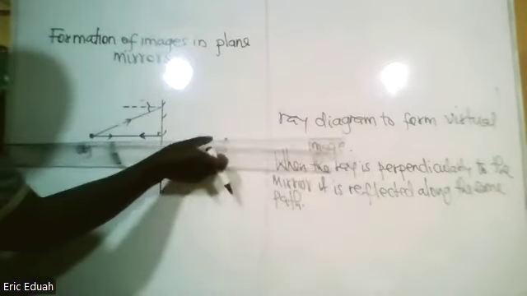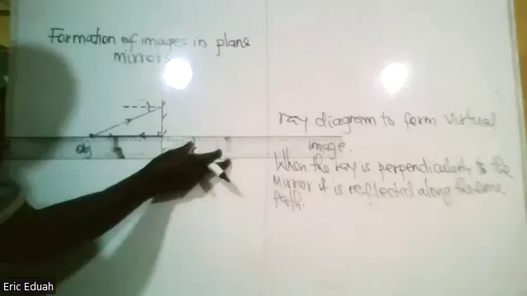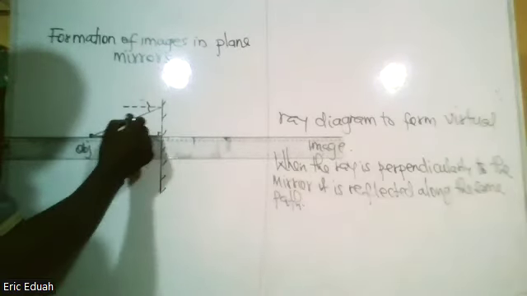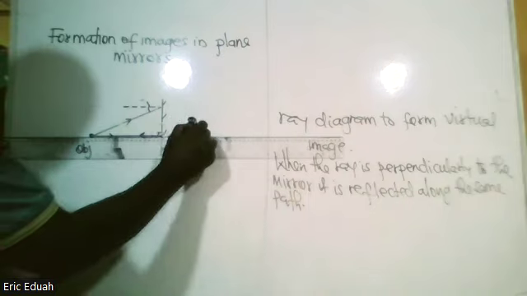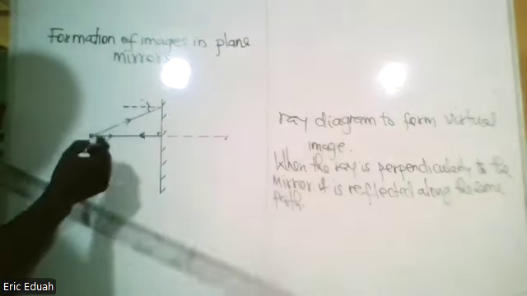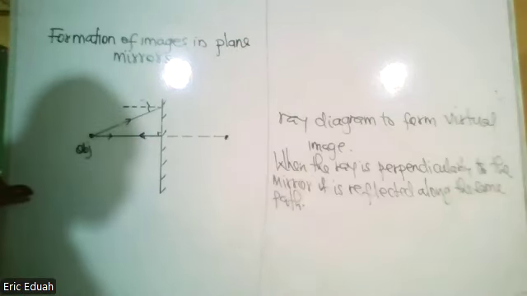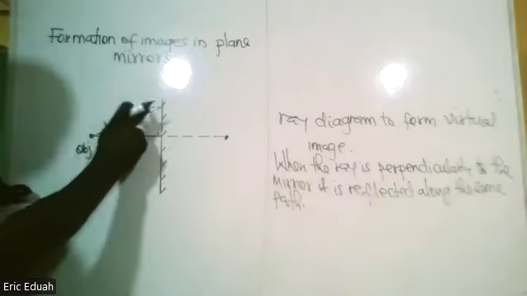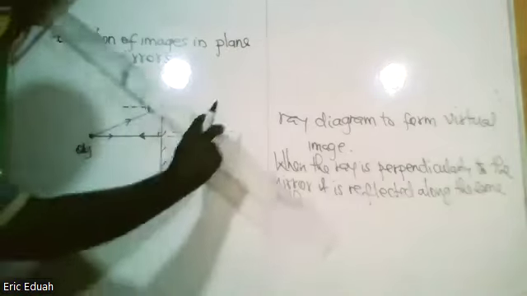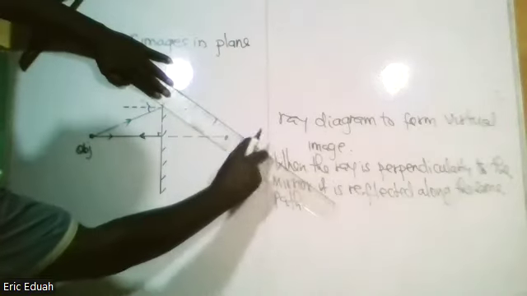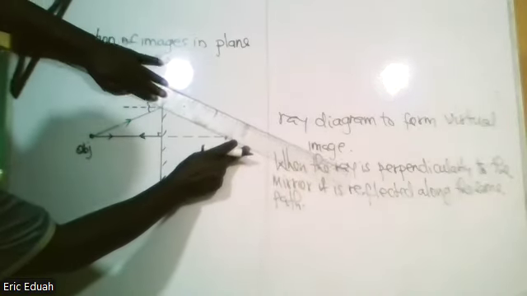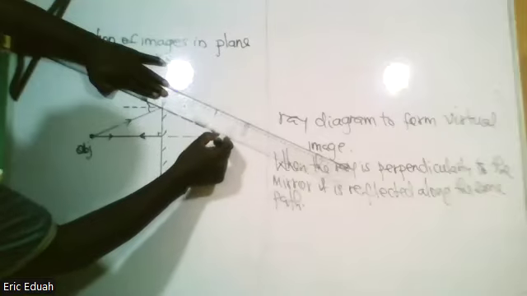So we extend this horizontal line at the back of the mirror so that object distance will be equal to the image distance. And that is where our reflected ray will be taken from. So we trace the reflected ray to this point. This is the reflected, and then we trace it to this point.